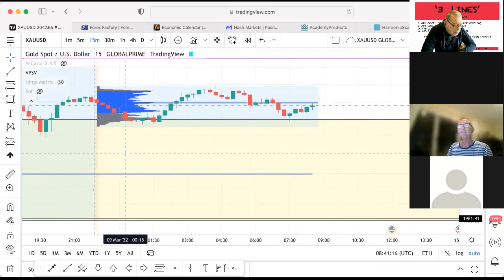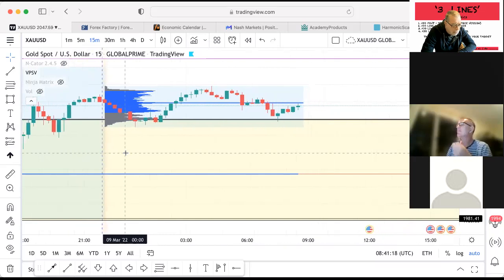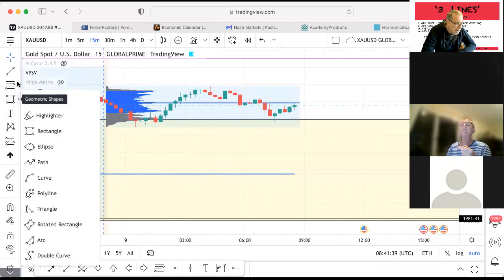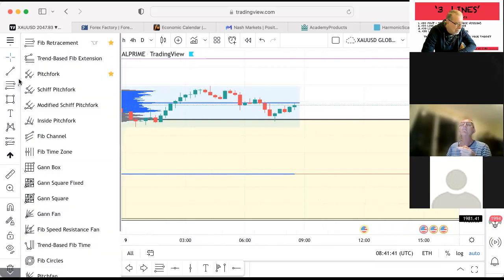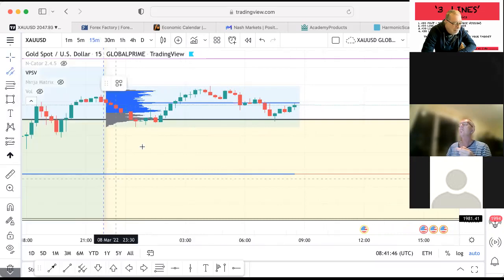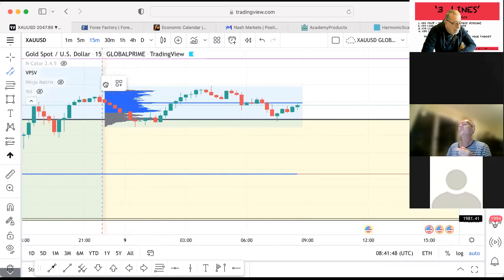I looked at this earlier on, and what can we see? We can see that price is moving up and down within that channel. So what I would normally do is put a parallel channel on there. I can never remember where the parallel channel is. There we go, it's on there. I'll move that out of the way.